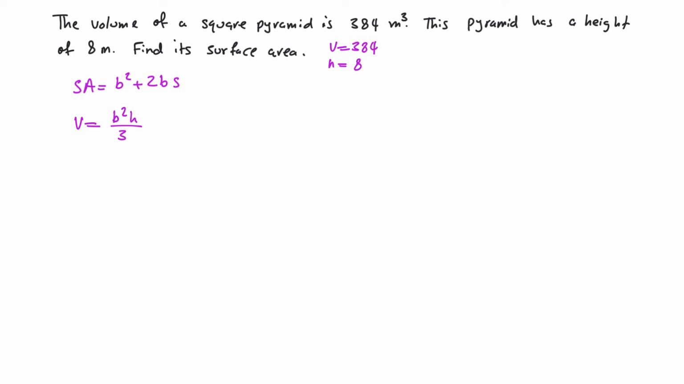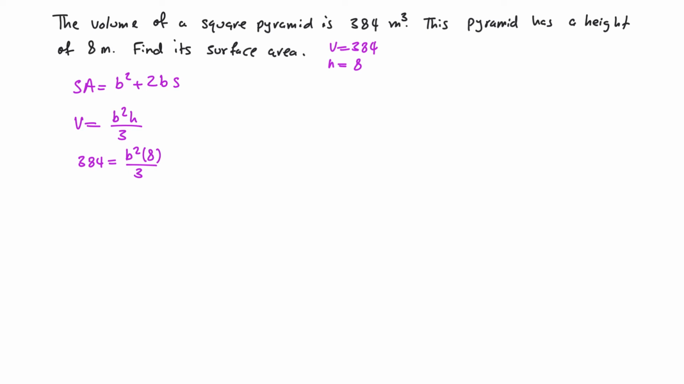So I can simply substitute those values into this equation over here, and I will have 384 is equal to b squared multiplied by 8 divided by 3. And as you can see, I have all the numbers except one variable here, so I can solve this equation and actually get the b value. So let's try that.